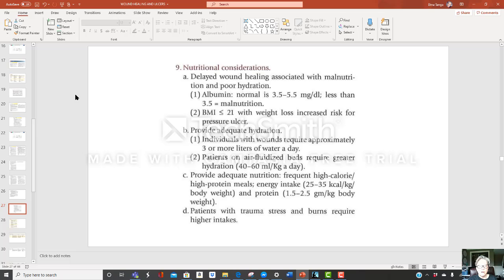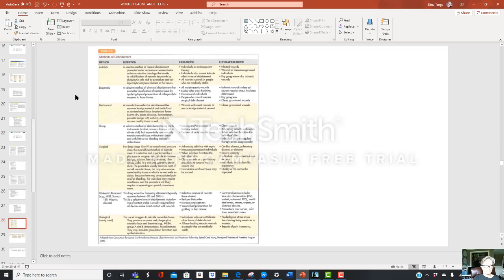Provide adequate nutrition: frequent high-calorie, high-protein meals. Energy intake is 25 to 35 calories per kilogram of body weight, and protein 1.5 to 2.5 grams per kilogram of body weight. Patients with trauma, stress, and burns require higher intakes. And here's table 5-6.